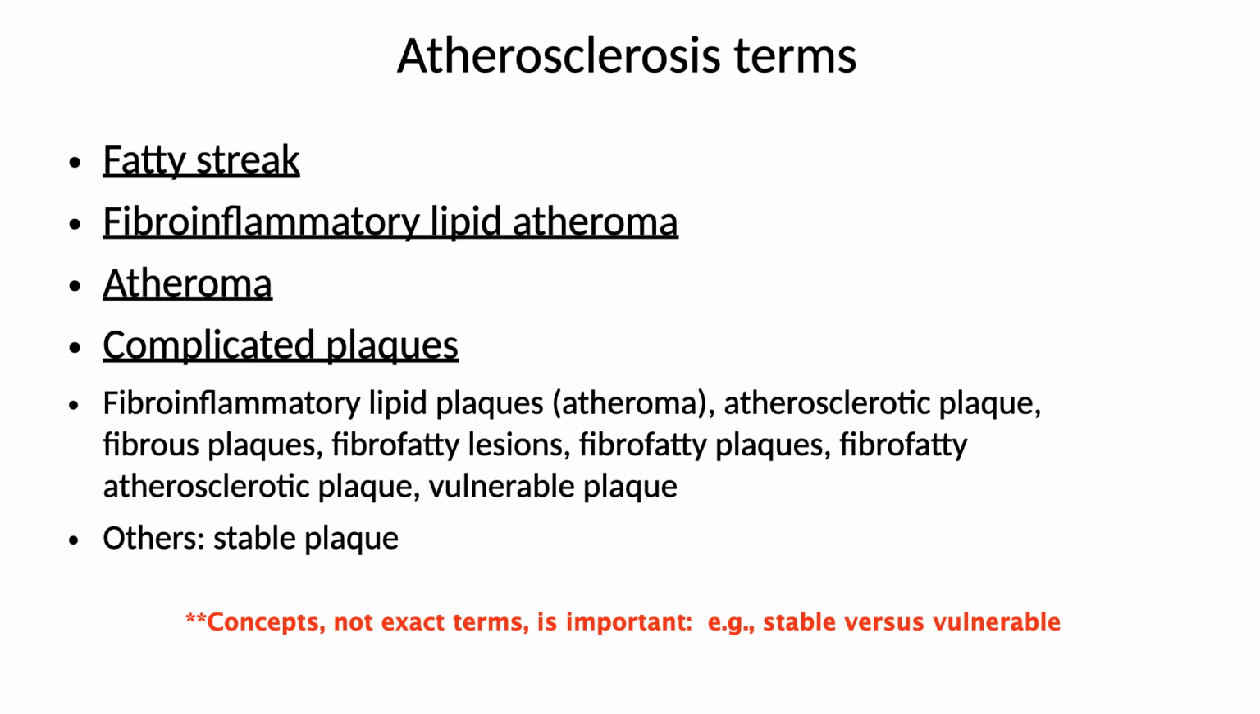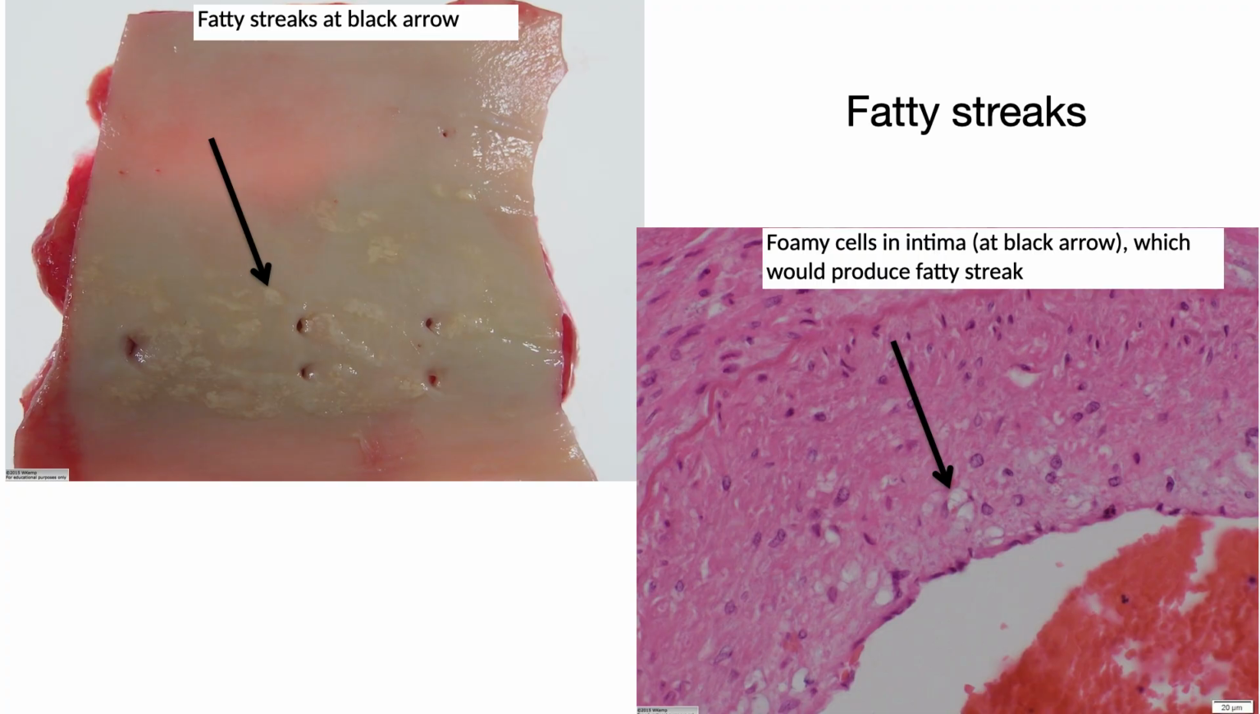I think a lot of them can be just lumped under atheroma, but understanding what's stable, what's vulnerable, and what's complicated would be important to know. Okay, so these are fatty streaks. Top left is an aorta that's been opened, and you can see basically little yellow, slightly raised lines. Those are fatty streaks. And then to the bottom right, the black arrow shows a foam cell.